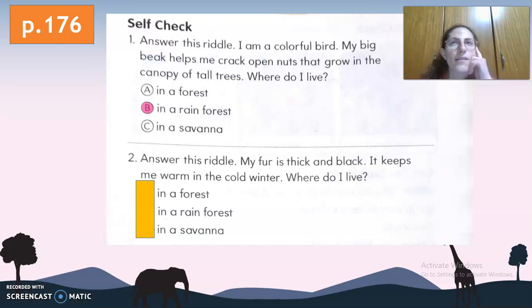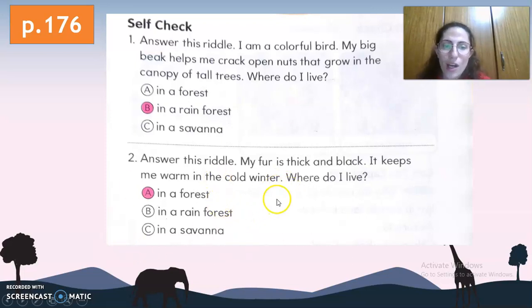My fur is thick and black. It keeps me warm in the cold winter. Is it A, in a forest, B, in a rainforest, or C, in a savanna? What do you guys think? Correct, it is A, in a forest. How do we know? Because they said that we have a cold winter and the fur is thick and it keeps that animal warm. Let's move on.